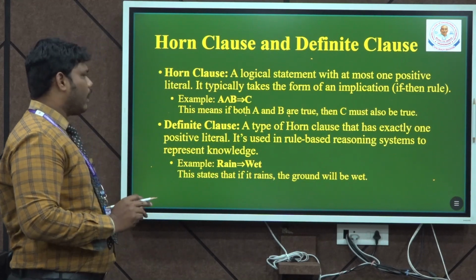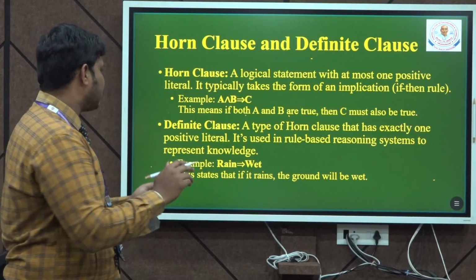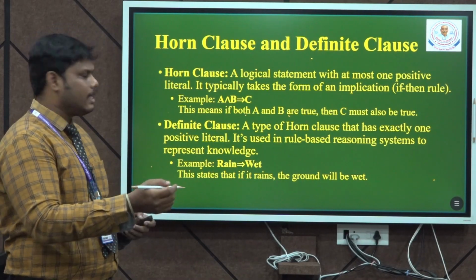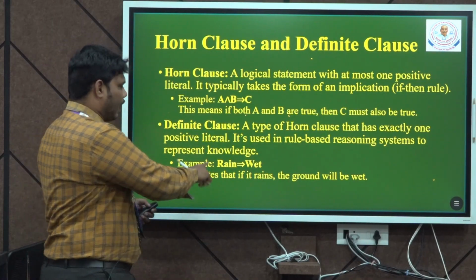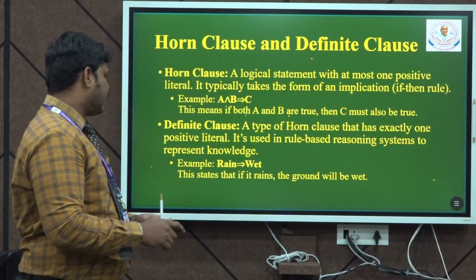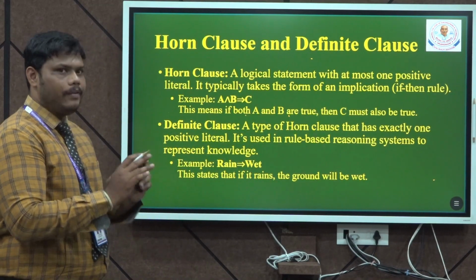A definite clause is a type of Horn clause that has exactly one positive literal, and it is a rule-based reasoning system to represent knowledge. Let us consider an example. Rain implies wet. This statement states that if it rains, then the ground will be wet.